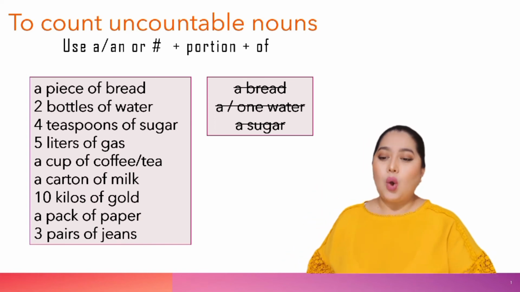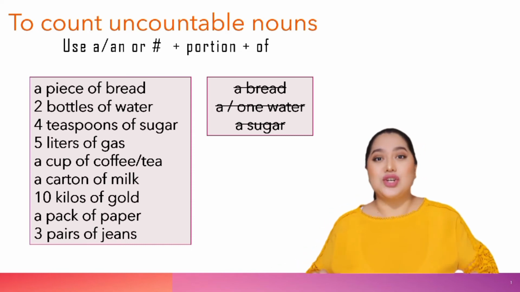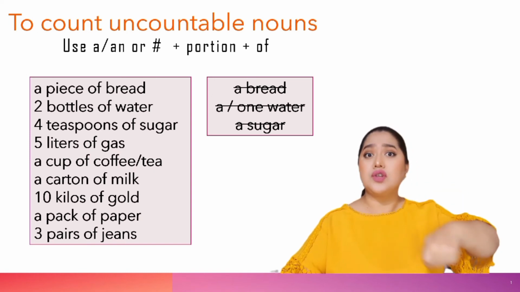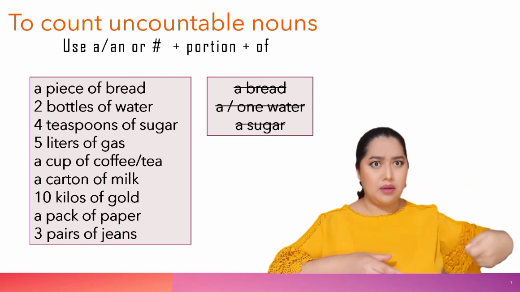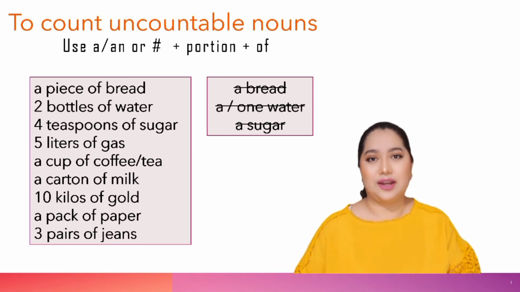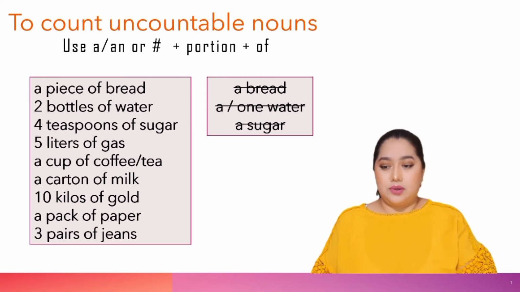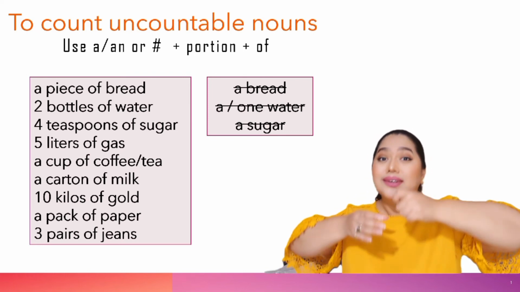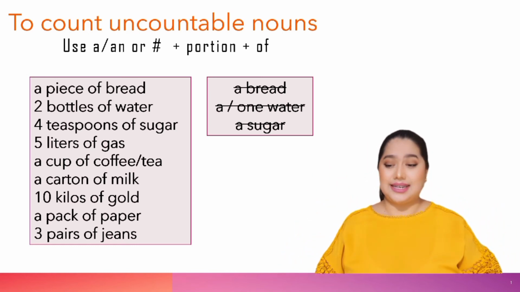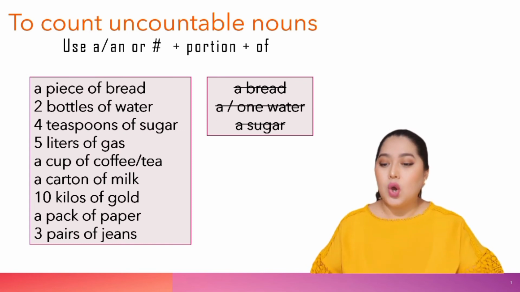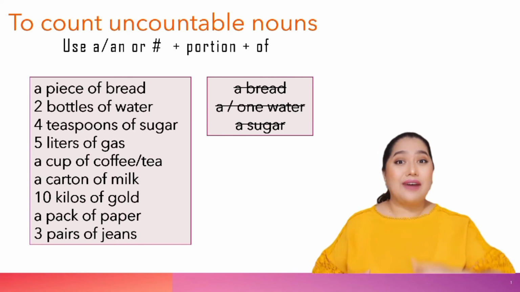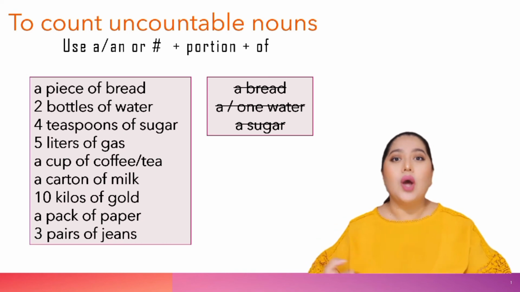That's correct. Or what about sugar? Yes, please, sugar. Well, for example, you can use a teaspoon, you know, a teaspoon, please. 4 teaspoons of sugar. 1, 2, 3, 4 teaspoons of sugar, not 1 sugar. That is not correct because sugar is an uncountable noun. And we have a cup, a cup of coffee, a cup of tea. That's correct. 2 cups of coffee, amazing. Or why not 5 liters of gas or a carton of milk? What about 10 kilos of gold or a pack of paper? Not 1 paper, 2 papers, no, a pack of paper.